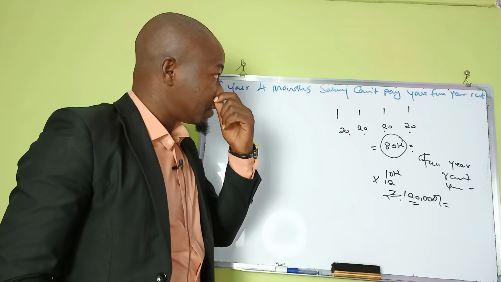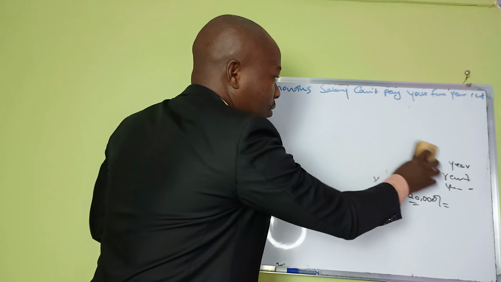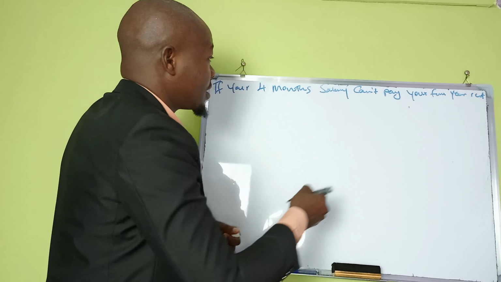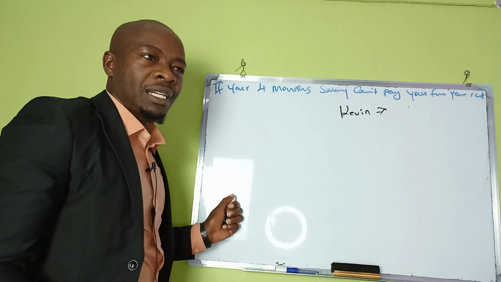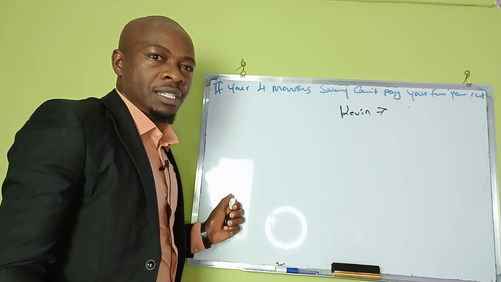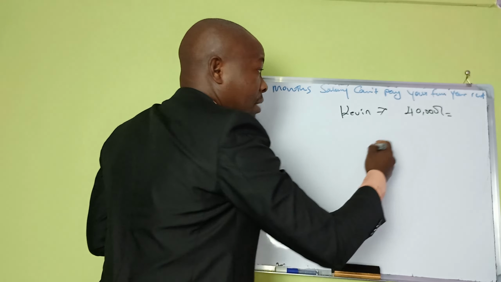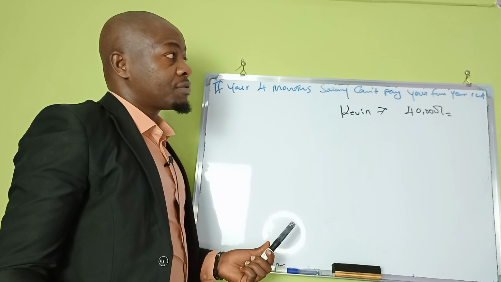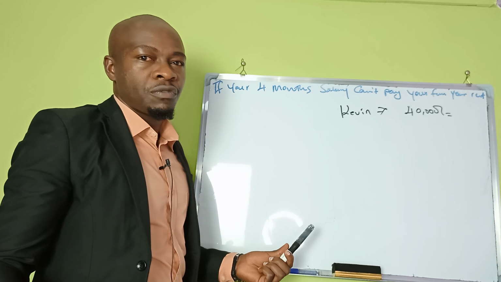Okay, now let's continue. Let's say, for example, this is an individual here. Let's be logical. Let's call this guy Kevin. Kevin is earning approximately how much? Let's take a typical case scenario of somebody who's earning 40,000 a month, bearing in mind there are people who even earn way less than that. So let's take a scenario of somebody earning as little as 40,000.